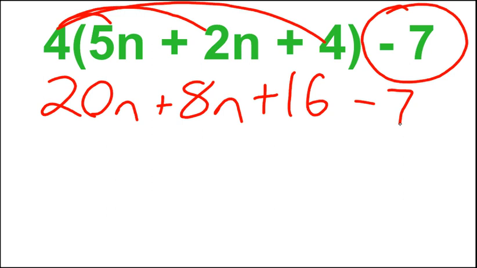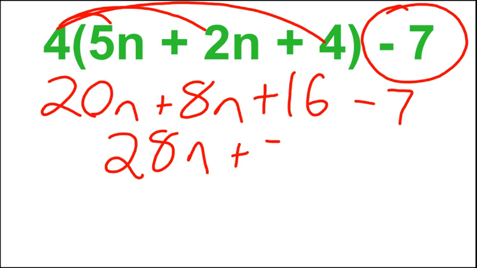So now we combine our like terms. 20n plus 8n is 28n. 16 minus 7 is a positive 9, so we got plus 9. All right. Any questions on that one?